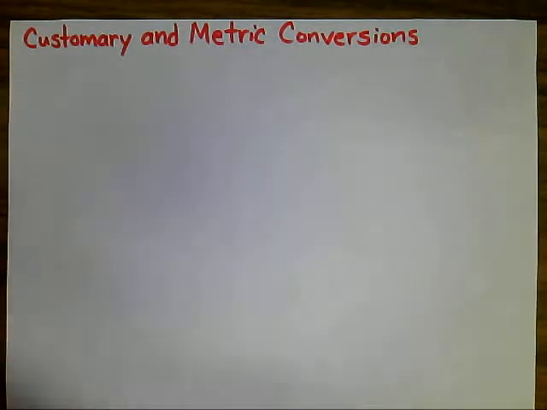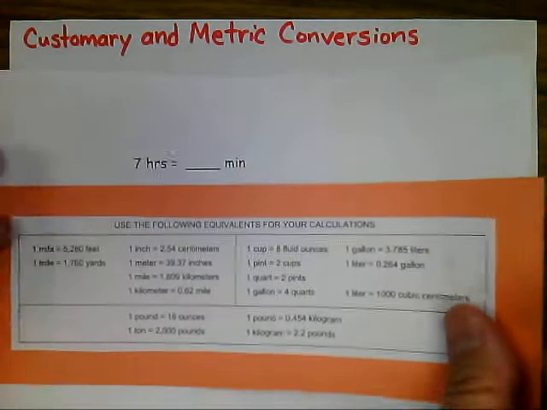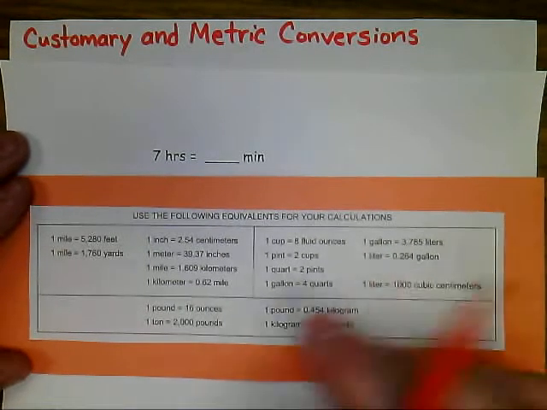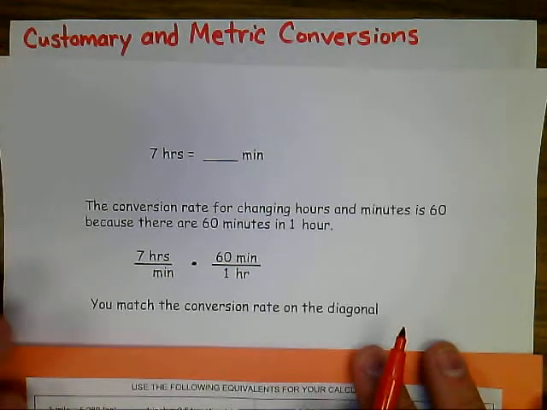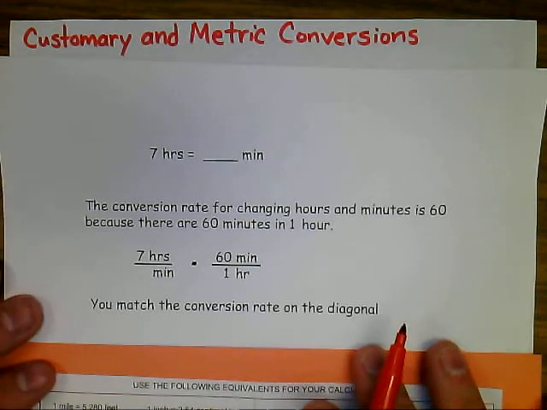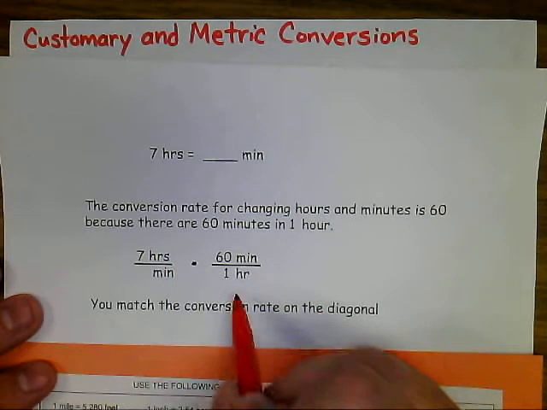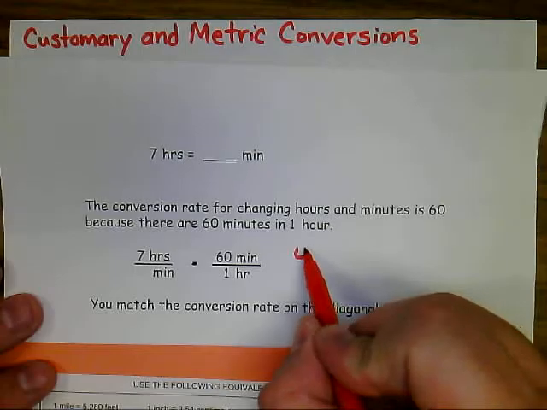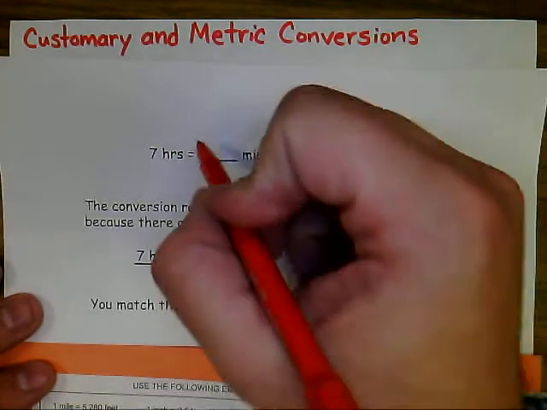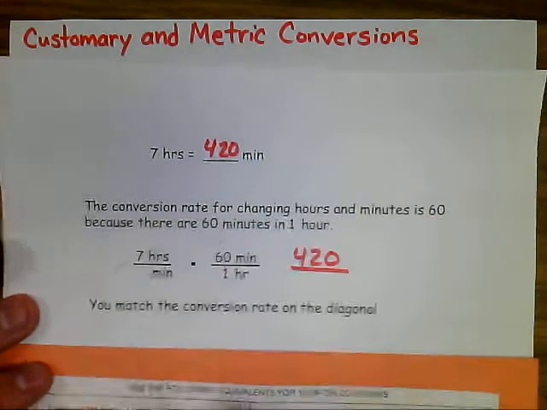Another rate that's not listed on this table, and again, you should know how many minutes are in an hour. The conversion rate for changing hours and minutes is 60 because there's 60 minutes in an hour. And again, you match the conversion rate on the diagonal. 7 times 60 is 420. So the correct answer is 420 minutes.